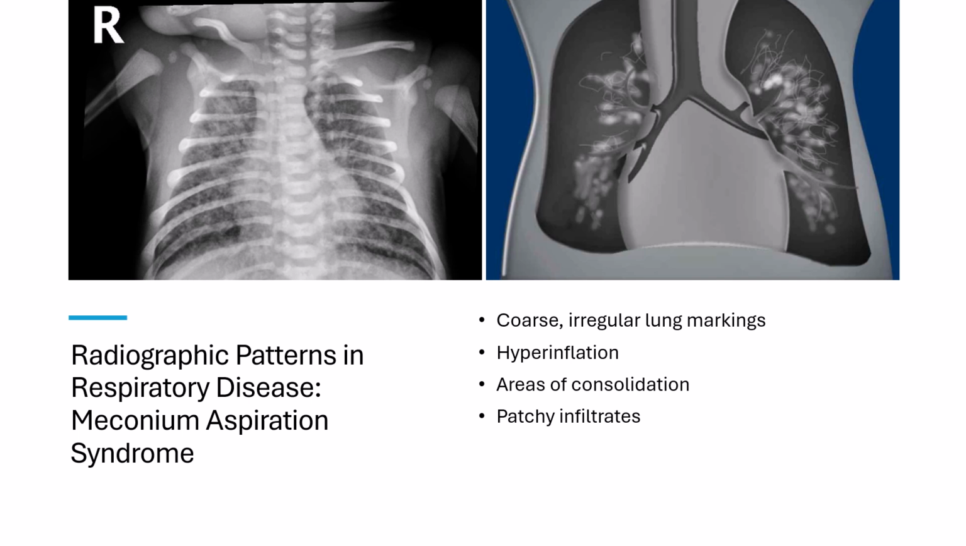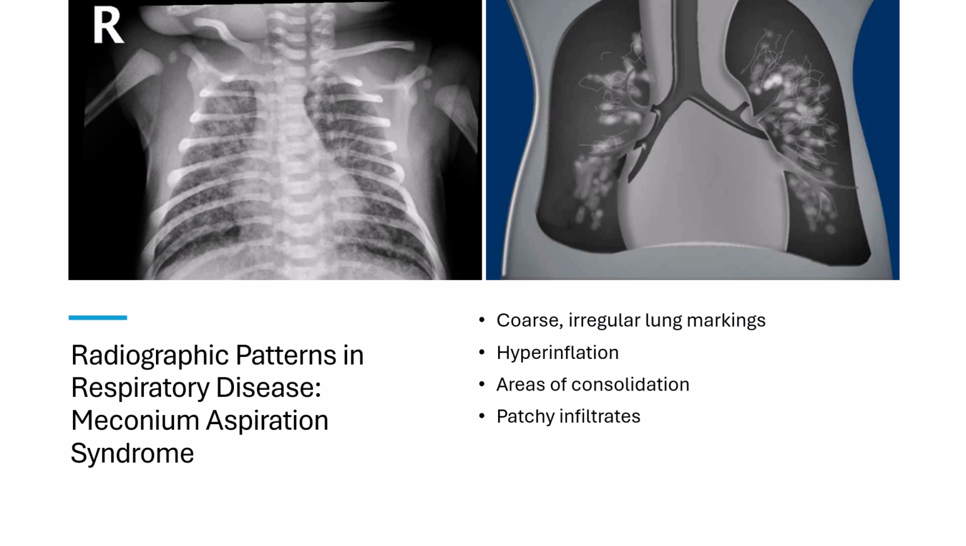Meconium aspiration syndrome presents with a distinctive radiographic pattern of coarse, irregular lung markings with areas of hyperinflation alternating with areas of consolidation. This creates a patchy, asymmetric appearance. The hyperinflation occurs from ball valve obstruction, where meconium allows air in but not out during respiration. Consolidation areas represent atelectasis or pneumonia.